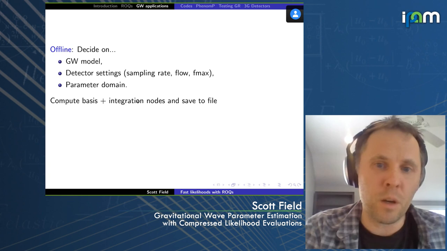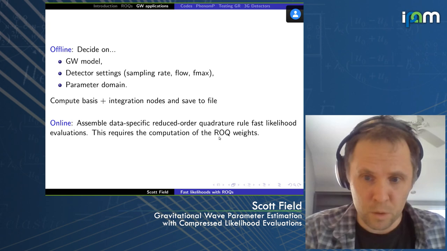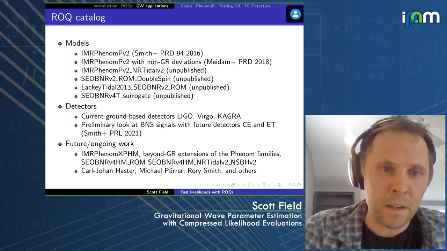Save that to an HDF5 file. And then when data comes in, you load in the HDF5 file and compute the reduced order quadrature weights, and then you're ready to go. So at least to my knowledge, these are the models where reduced order quadrature rules have been built.